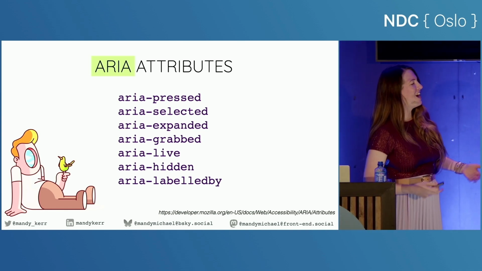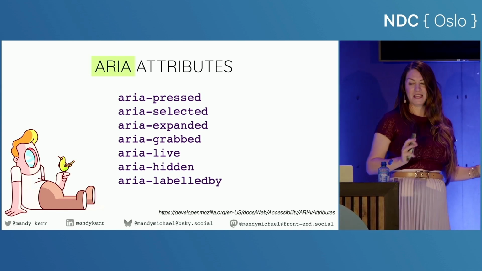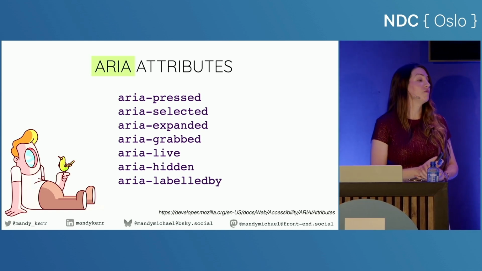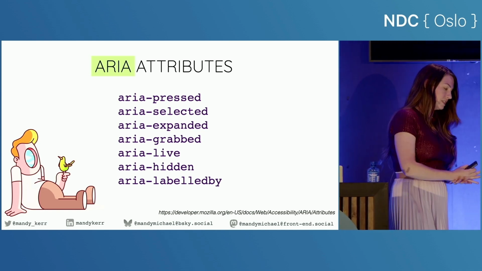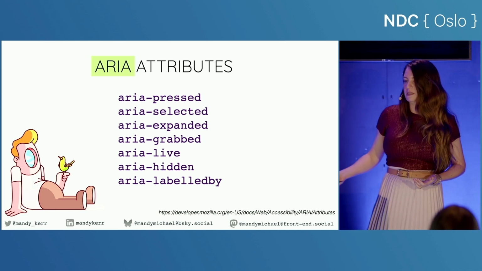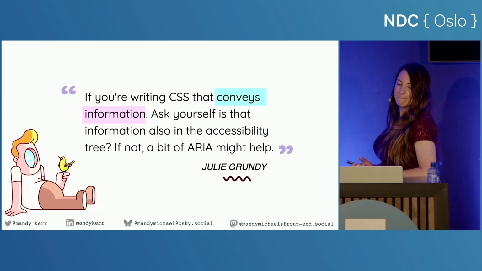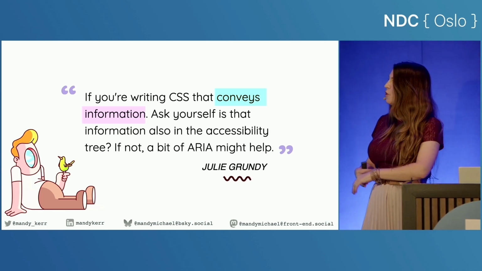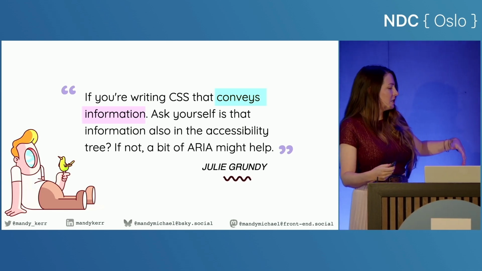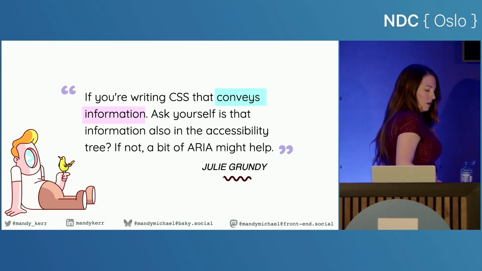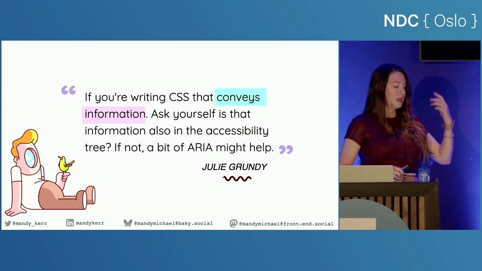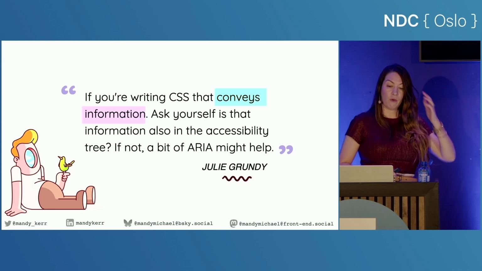To be honest, I would need a whole separate talk to go through all of this. So instead of going through them all, I'm going to give you some advice from a friend of mine. She is an accessibility expert in Australia, but she also talks internationally. And she said that if you're writing CSS or JavaScript that conveys information, ask yourself, is that information also available to the accessibility tree? If not, a bit of ARIA might help.